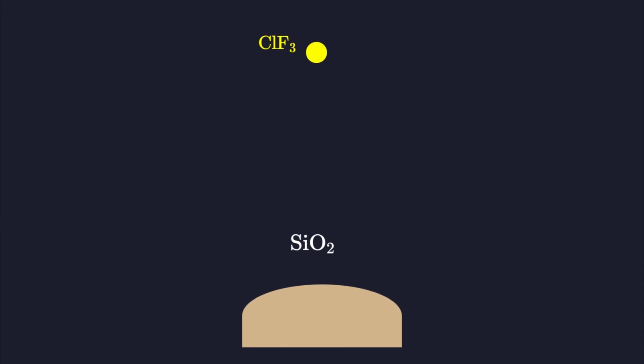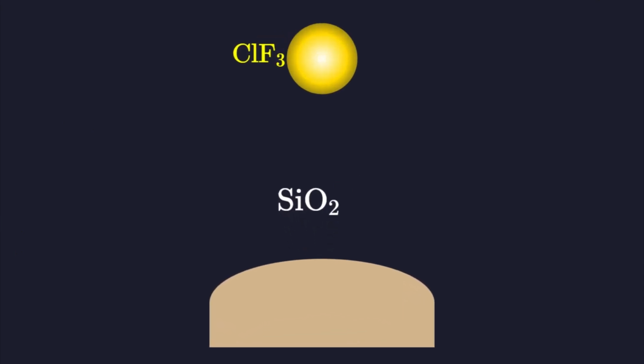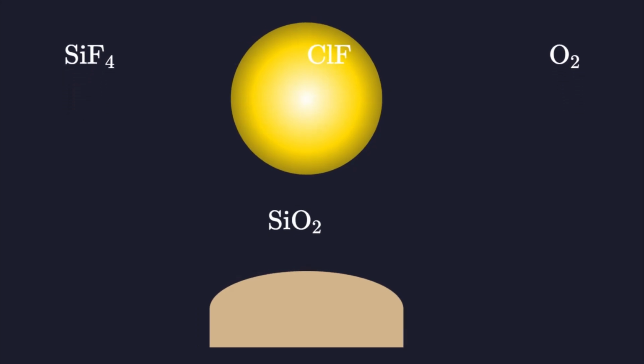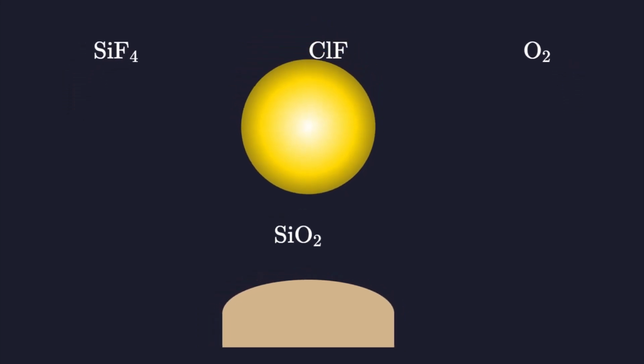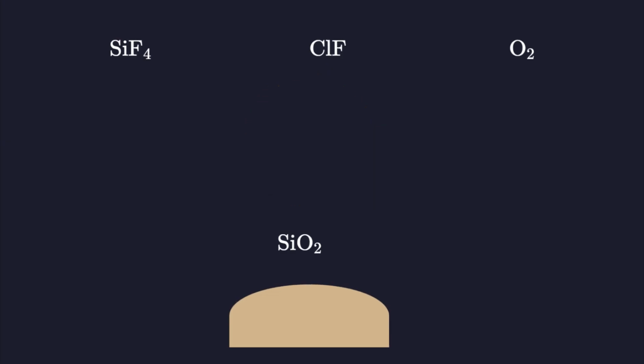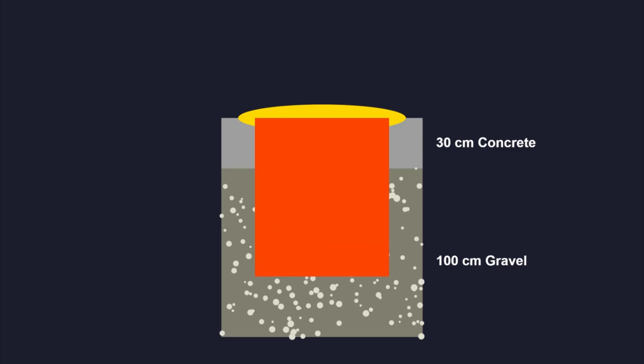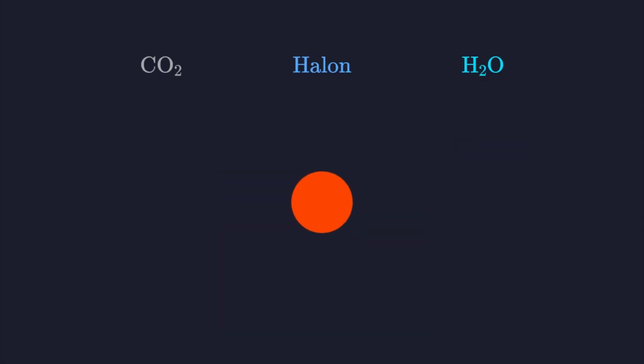When reacting with sand or silicon dioxide, chlorine trifluoride displaces the oxygen, forming silicon tetrafluoride gas and chlorine monofluoride, while releasing intense thermal energy. In the 1950s, a 1-ton spill of this chemical burned through 30 centimeters of concrete and nearly a meter of gravel underneath.